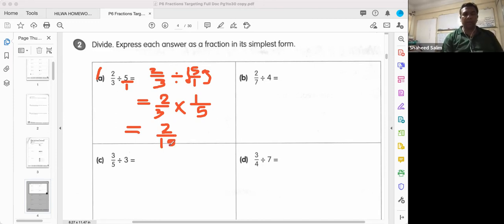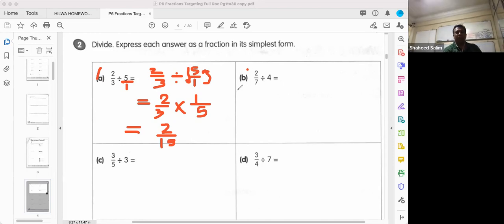How did you get it? Can or not? You try the next one now. You try this 3. But once you finish question B, you tell me.